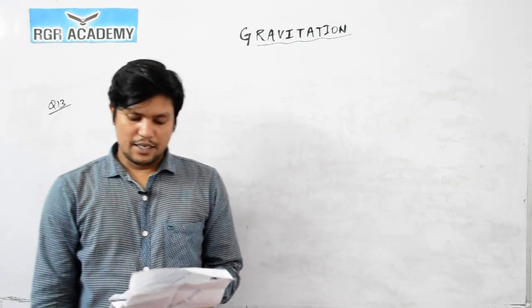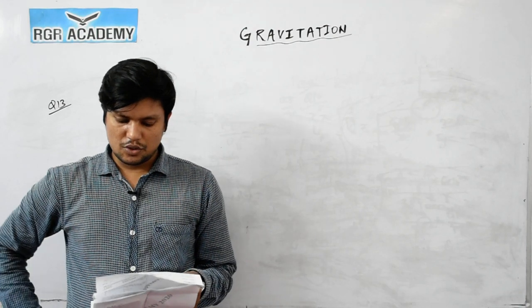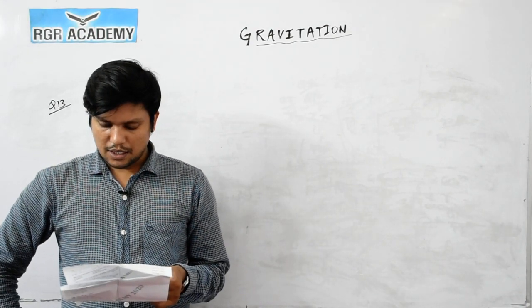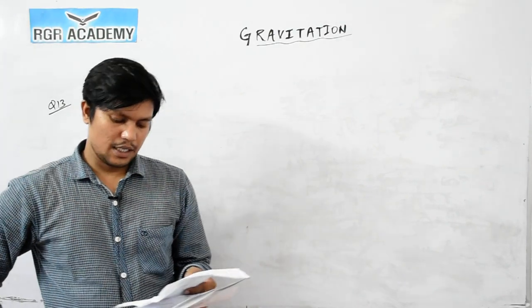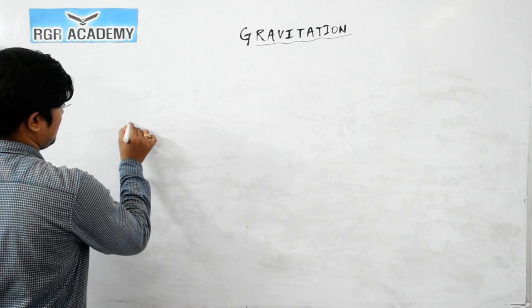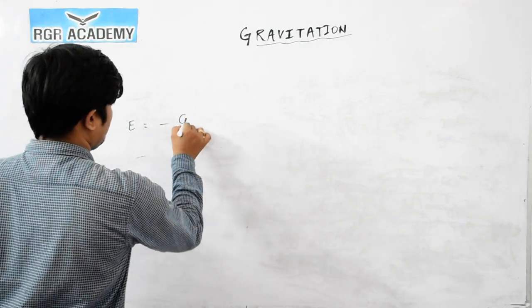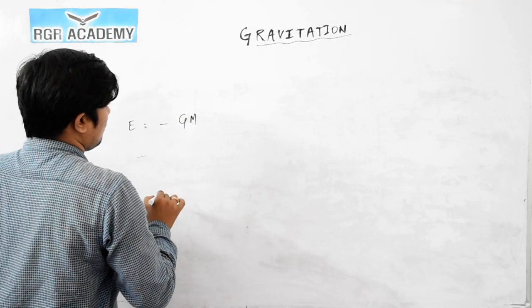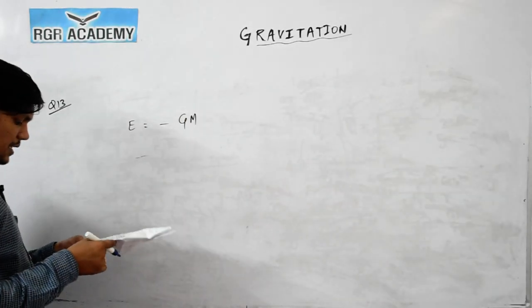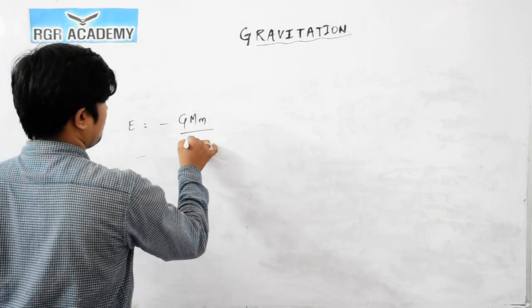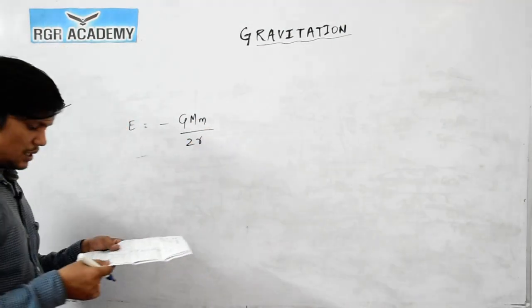Two satellites A and B, with the ratio of the masses 3:1, are in circular orbits of radius r and 4r. Then what is the ratio of total mechanical energy of A to B? We know that total mechanical energy is given by minus G capital M small m by 2r.